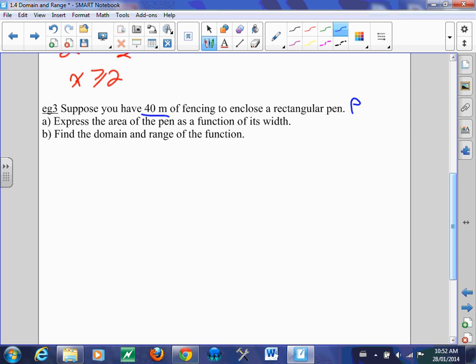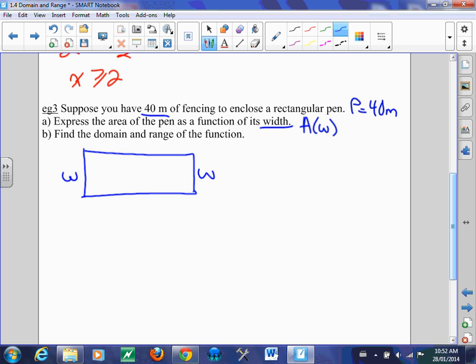That gives you your perimeter. So perimeter equals 40 meters. Express the area of a pen as a function of its width. What does that mean? I'm going to go area in terms of its width. Okay? And then it says to find the domain and range. All right, so let's just quickly draw a pen. Okay? And don't fill too many things in right now. We do want to use w for width.